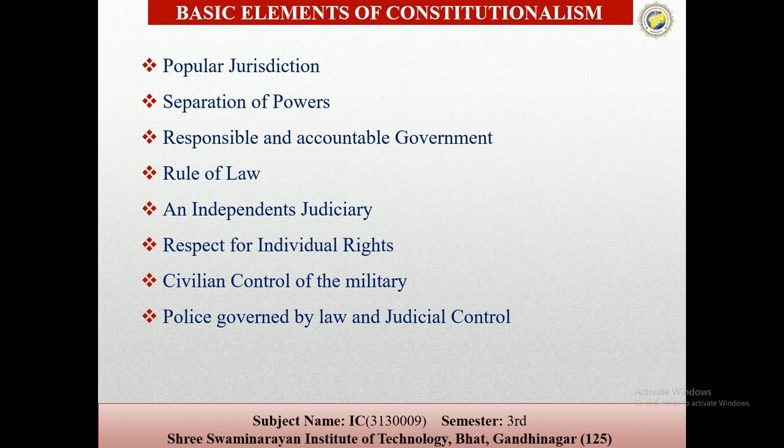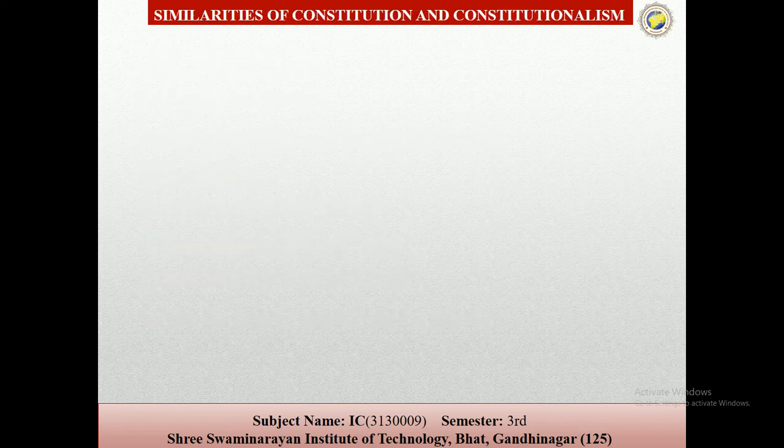हमको पता है कि पुलिस और जुडिशरी कंट्रोल का क्या मेन रोल है, हमने वैसे भी मूवीज़ में और सभी जगह पे देखा ही हुआ है. So these are the basic elements of constitutionalism. अब हमने दो पार्ट देखे, एक कॉन्स्टिट्यूशंस देखा और दूसरा कॉन्स्टिट्यूशनलिज्म. तो what are the similarities of constitutions and constitutionalism?